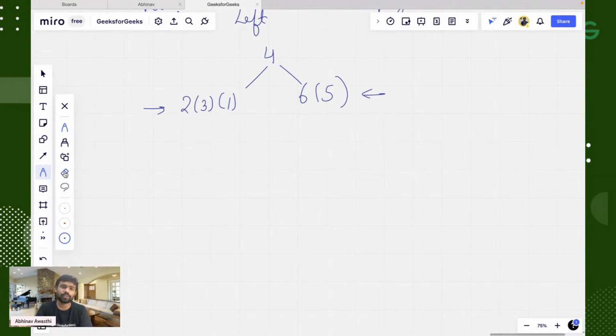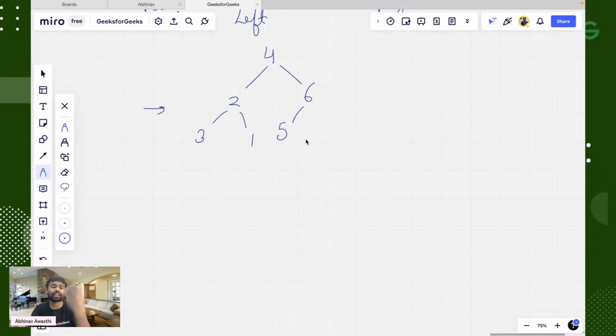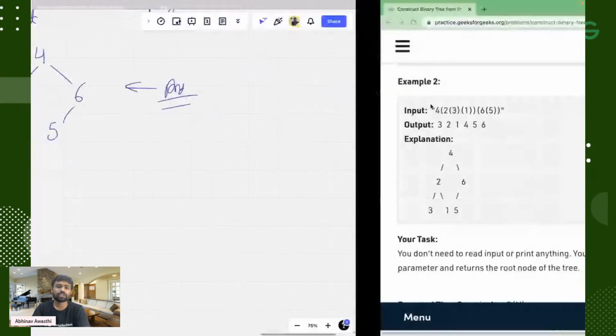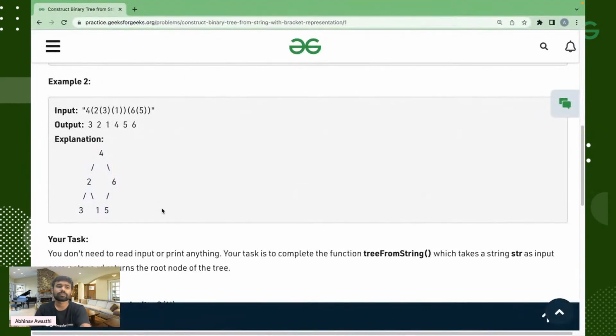So for 2, 3, 1, it will be like 2, 3, 1. For 6 and 5, you can see that there is only 6 and 5, means it only has its left subtree. It doesn't have any right subtree. And this will be your final answer. You can see here, that is the final answer given.